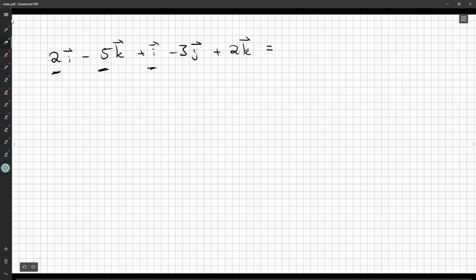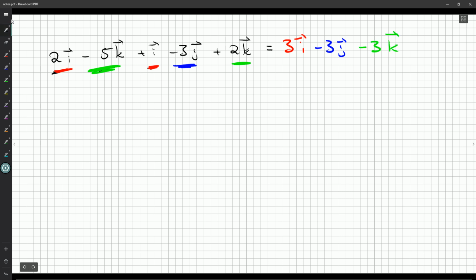We'd like to find faster ways to still get the right answer, so that we have more time on quizzes and tests. So a better way to do this would be to say, well, I've got 2 i's and 1 i, so in total I should have 3 i's. I've got minus 3 j's. Those are the only j's around. Then I have minus 5 k's plus 2 k's. Minus 5 plus 2. Well, 2 minus 5 would be negative 3. So minus 3 k's here.